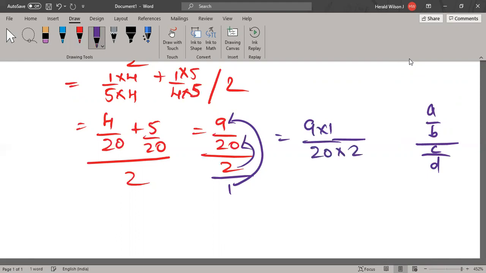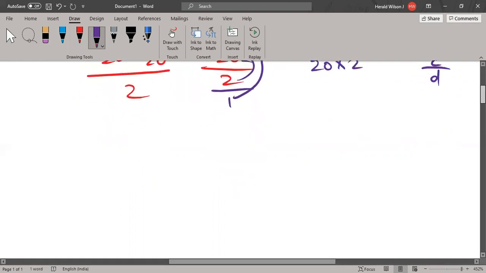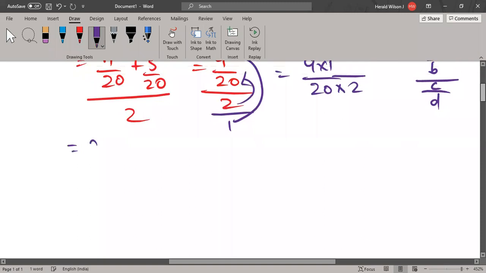I'm doing all the steps for you so that you will understand. If you know directly how to do it, please don't follow these steps. You can easily do it directly as well. No problem. So this will be nothing but 9 by 2 twos are 40, so 9 by 40. This is your second rational number.